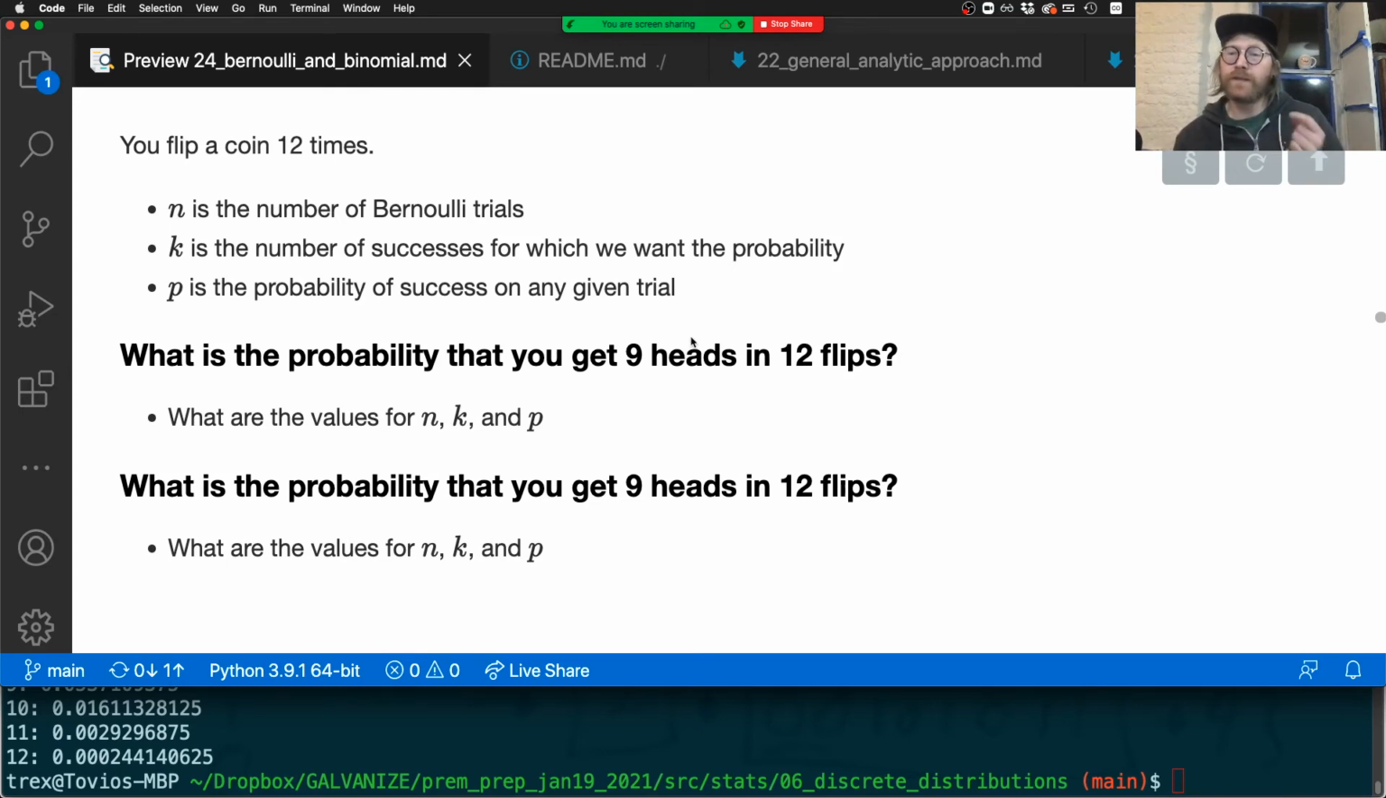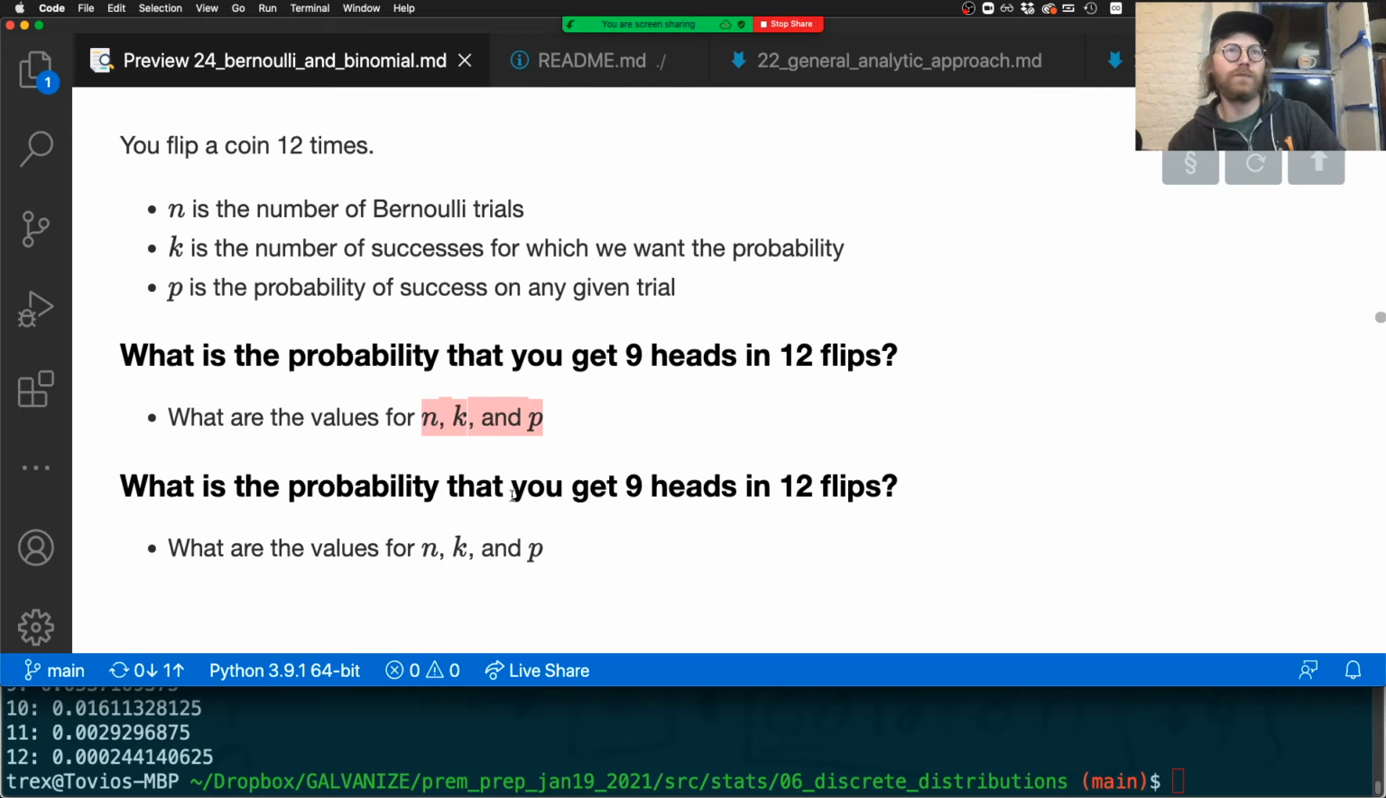You flip a coin 12 times. So the way we think about this is n is the number of Bernoulli trials. k is the number of successes that we're looking for the probability of. p is the probability of success on any given trial. So what is the probability that you get 9 heads in 12 flips? And just let me know what are the values of n, k, and p. And then what is the probability that you get 9 heads?